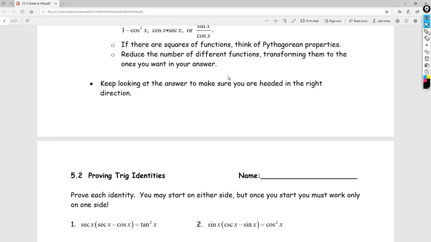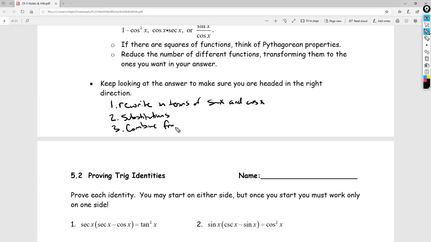The strategies that I want you to keep in mind, though, going forward are first rewriting in terms of sine and cosine. Second strategy is to make any substitutions, to use your Pythagorean identity. My third strategy is going to be to combine fractions. So we worked a little bit with that in the past. So if you can combine fractions, that's typically a good thing. And the fourth thing is going to be to multiply by the conjugate.